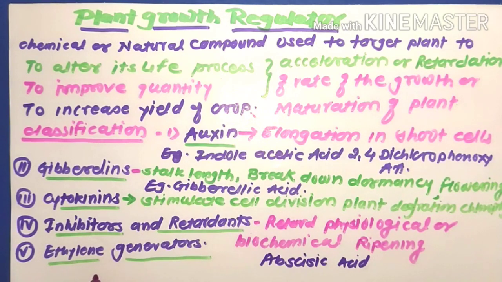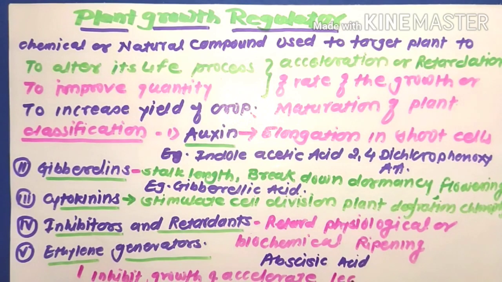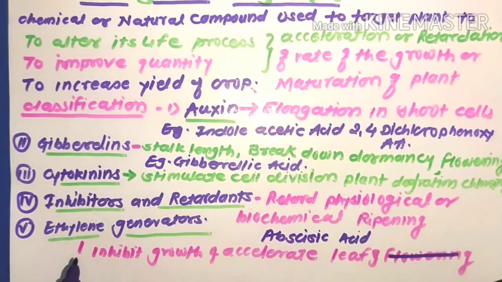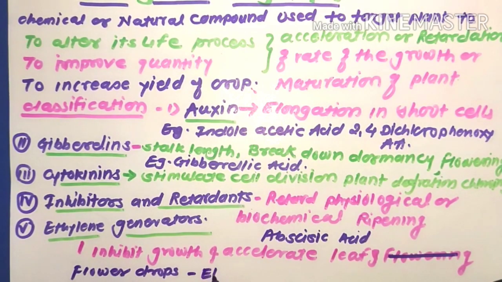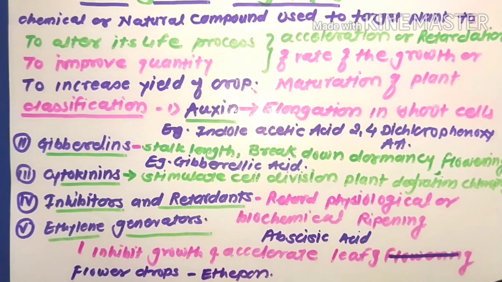And then the last one, ethylene generators. They are used to inhibit growth and accelerate leaf and flower drops. These are the applications of ethylene generators. The example, ethylene generators.